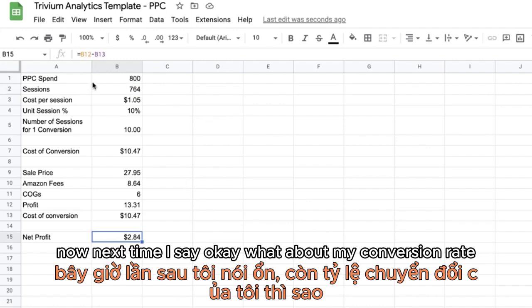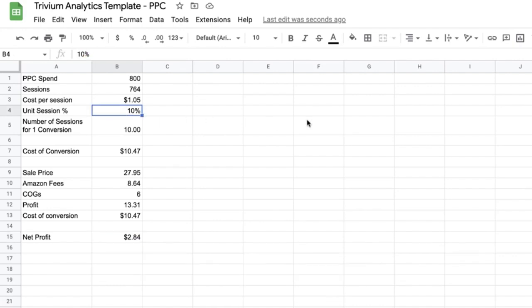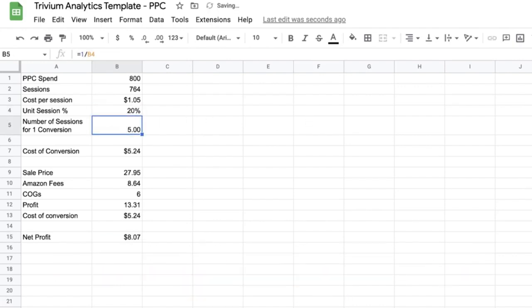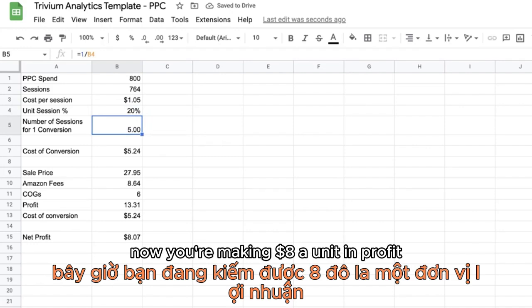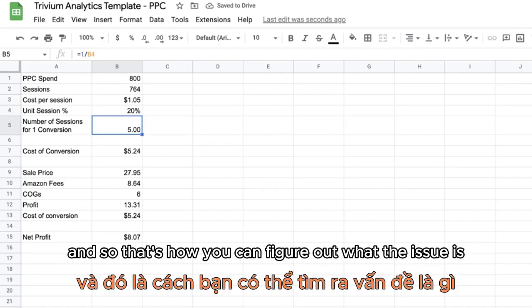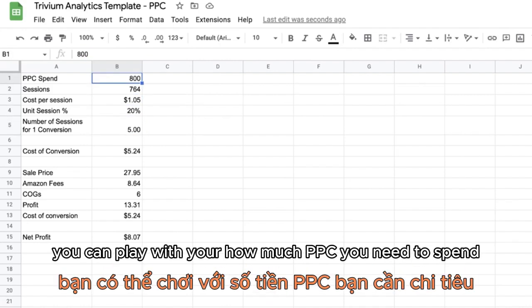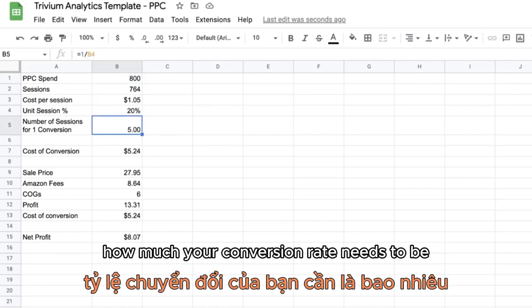Next I'm going to say, okay, what about my conversion rate? What if that conversion rate instead of 10% became 20%? Now you're making $8 a unit in profit. And so that's how you can figure out what the issue is. You can play with these numbers, right? You can play with how much PPC you need to spend. You can play with how much your conversion rate needs to be.